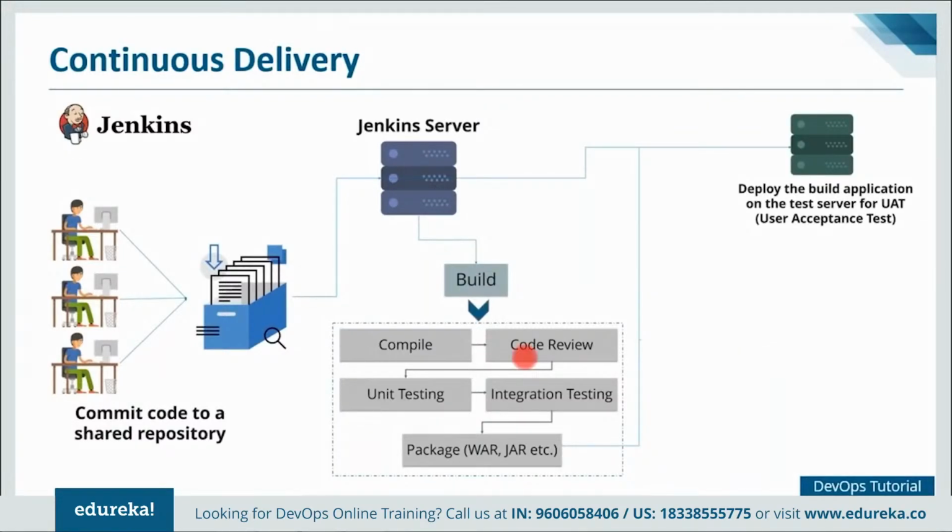Now in continuous delivery, the package that we have created here, the war or the jar file or the executable file, Jenkins will take that package and deploy it onto the test server for end user testing.